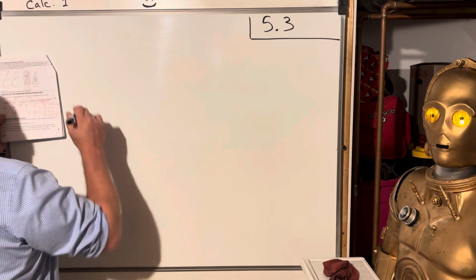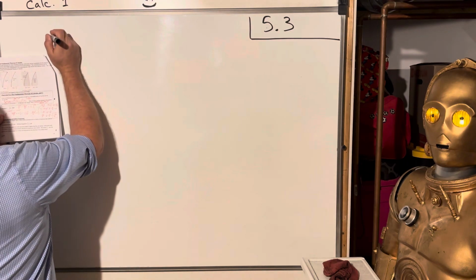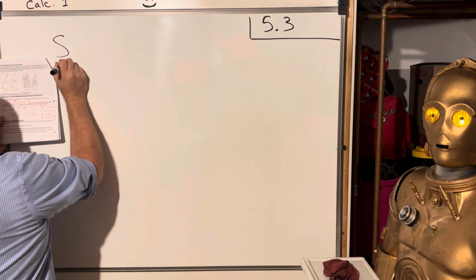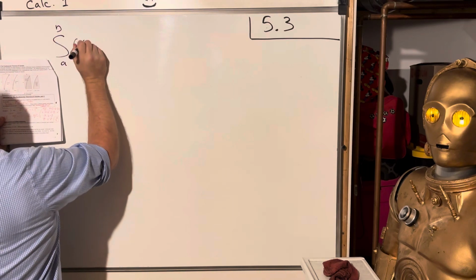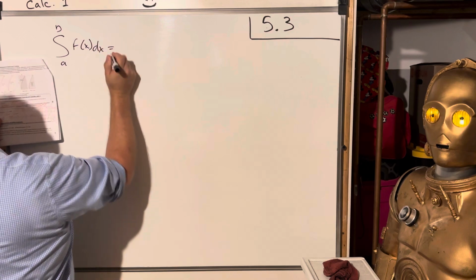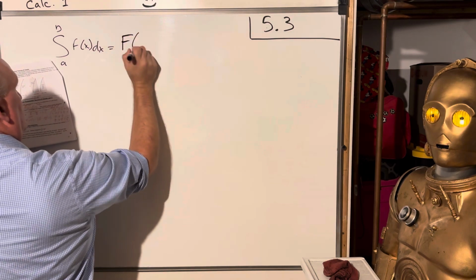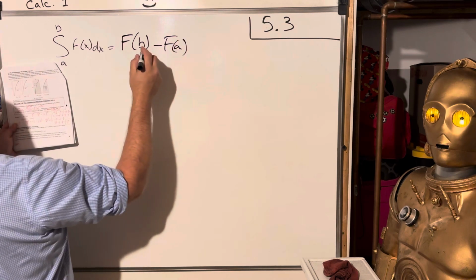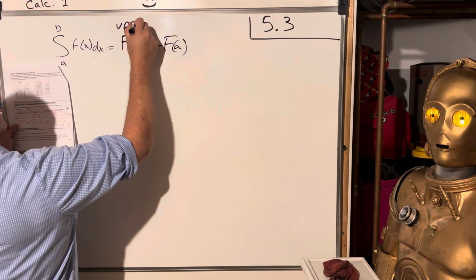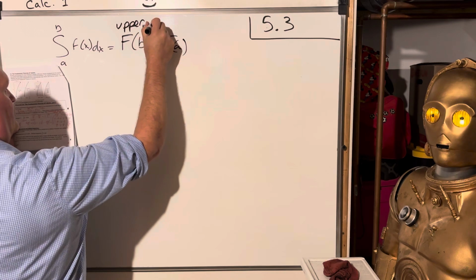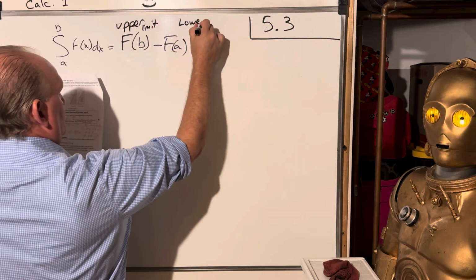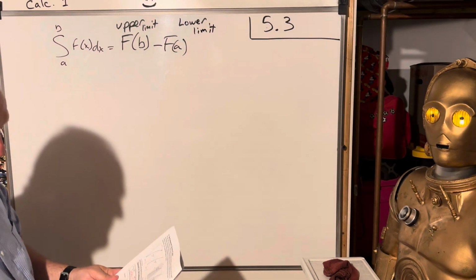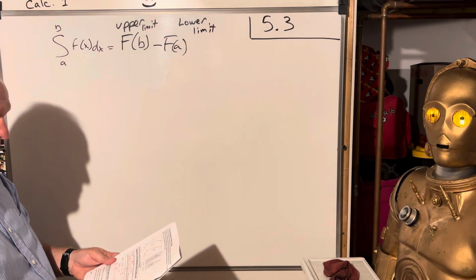So this is what it says basically. The fundamental theorem of calculus, halfway down page 18 here, we're saying the integral from a to b of f of x dx is equal to F of b minus F of a. That is the upper limit minus the lower limit. And so mathematically, they will work out to be the same.